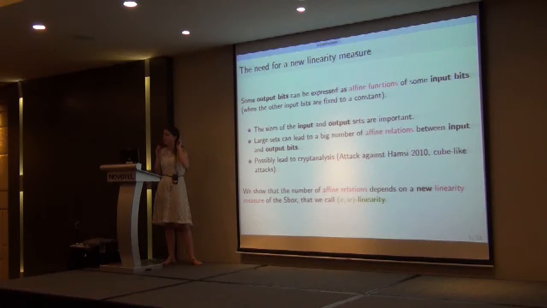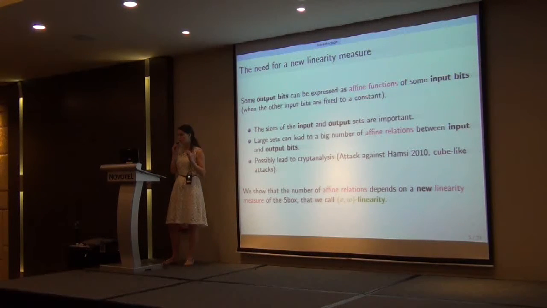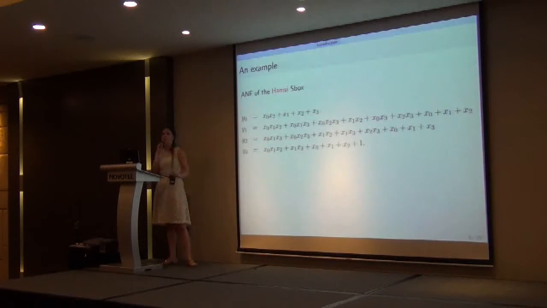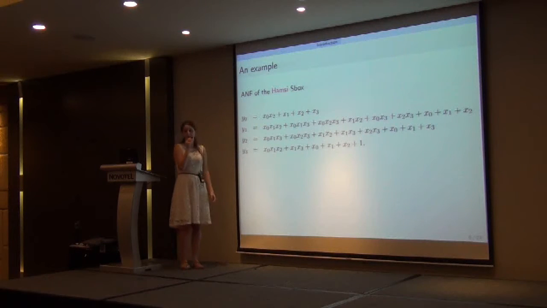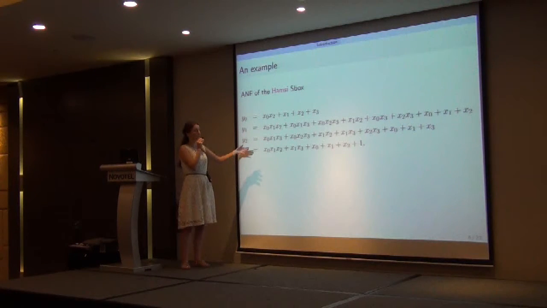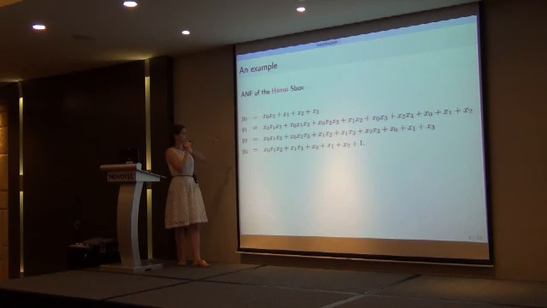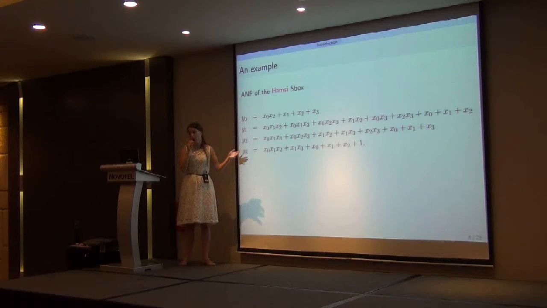We show next that the number of affine relations that we can find depends on a new linearity measure of the Sbox, and we will call this measure VW linearity. Before introducing the definition of the VW linearity, I will start with an example. Here you can see the algebraic normal form of the Sbox. This is a typical four-bit Sbox, and it's one of the Sboxes used in the cipher Serpent. You can see it has algebraic degree 3, and all the output bits are expressed in a nonlinear way in the input variables.